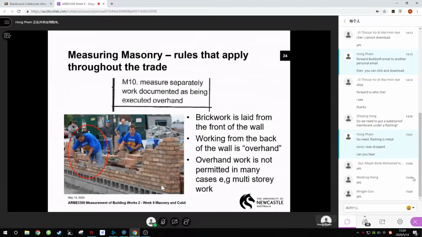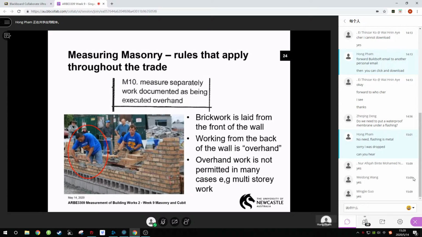Now we talk about overhand. Overhand means when you have the cavity walls, you're supposed to lay them outside in. It means you're supposed to stand outside and lay the brick, but not stand inside and lay the brick outside, because, you know, what if you drop the brick, you drop the mortars, and even you can fall down, so it's a dangerous act. So you have to measure separately, because that is expensive and dangerous, and in some cases is prohibited on Australian building sites.